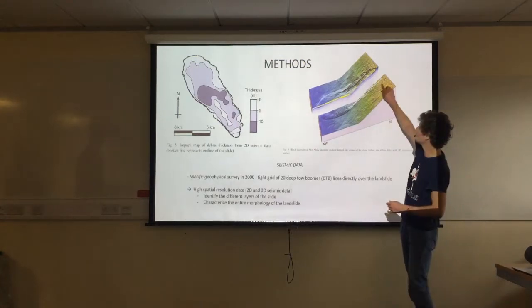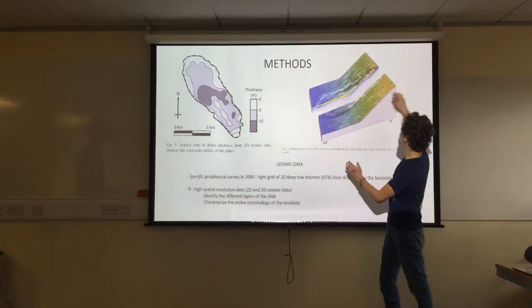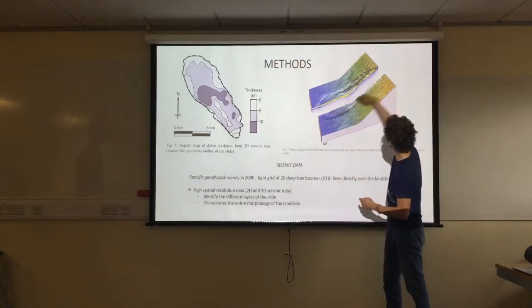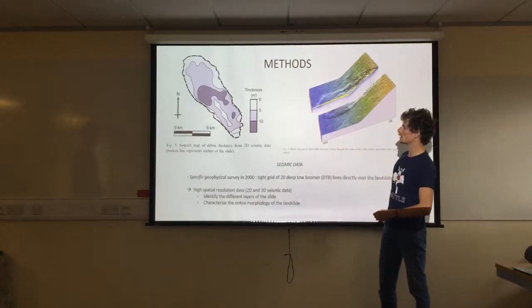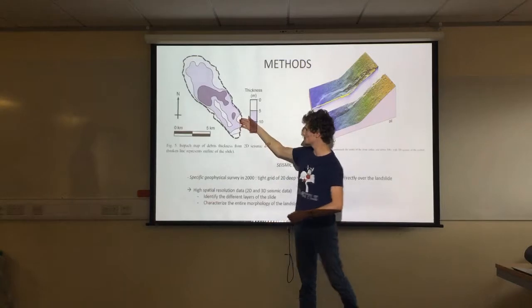So we can see in this figure, it's quite small here, but here is the landslide, the cross section, and you can see the different layers of the landslide. And we can also estimate the thickness of the deposits here.